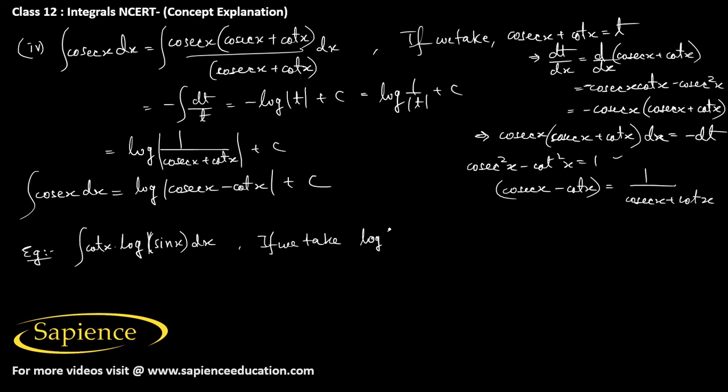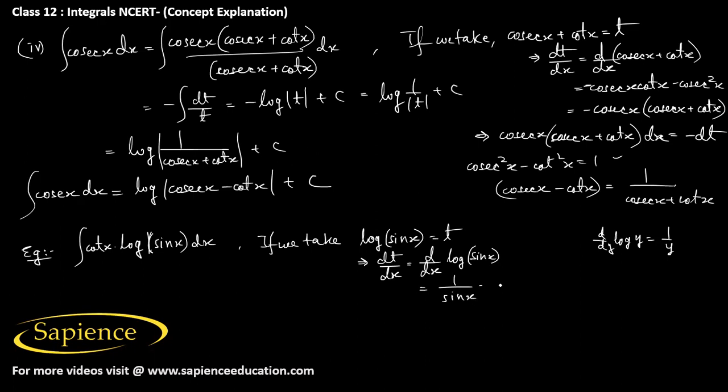So here if we take log sin x equals t, then dt by dx will be equal to d by dx of log sin x. So here we have to apply the chain rule. We know that d by dy of log y is 1 by y. So this will be equal to 1 by sin x into d by dx of sin x, that is cos x. So this will be equal to cot x.